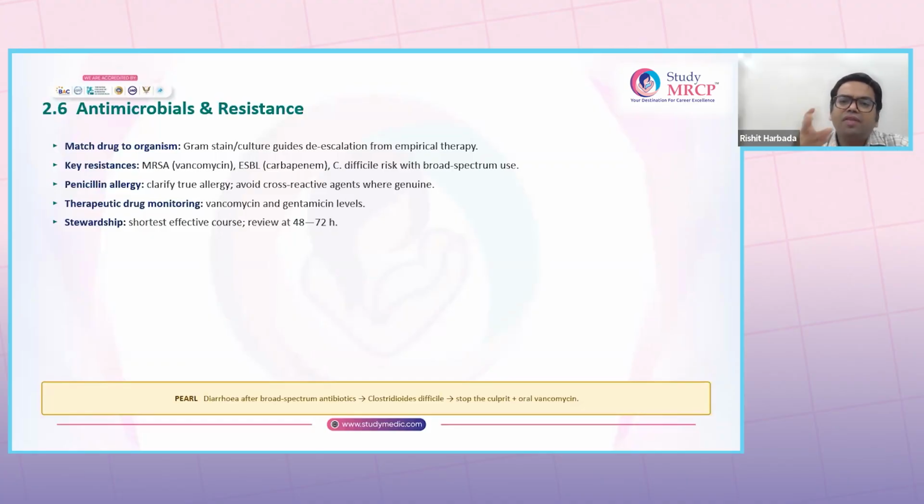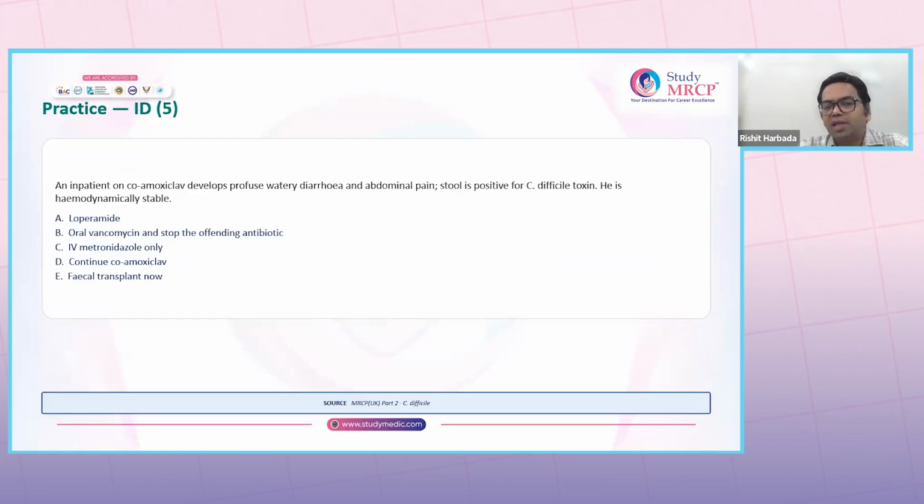Next is, so here if the patient comes to you only with diarrhea, then it's not an allergy. But if he gets urticaria, angioedema, rash, etc., then it's an allergy. Okay. Next is therapeutic drug monitoring. This is normally done for drugs which have a very narrow therapeutic index, like vancomycin, gentamicin, etc. And antibiotic stewardship is nothing but de-escalating antibiotics quickly and reviewing them at 48 hours.